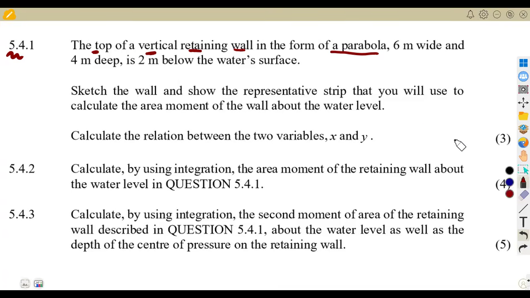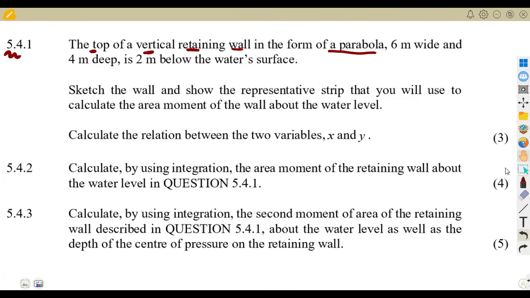So we're given that it's in the form of a parabola and 6 meters wide. Take note, 6 meters wide, meaning if I've got a parabola like this, the width, how wide this is from this point to this point, is 6 meters.